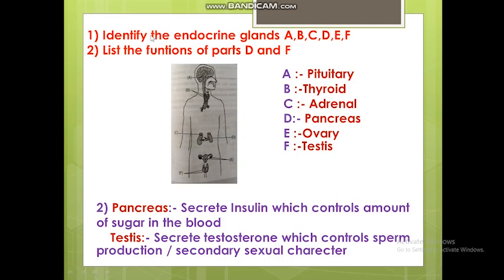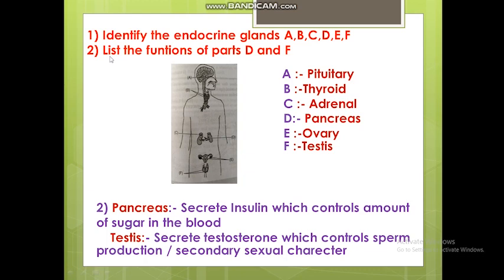The next question is, identify the endocrine glands A, B, C, D, E and F. List the functions of the part D and F. Here, the diagram is showing the different endocrine glands. The endocrine gland present in the brain is pituitary. So, the part A is pituitary, part B is thyroid, part C is present above the kidney. So, it is adrenal gland. Part D is pancreas, part E is ovary and the part F is testis.